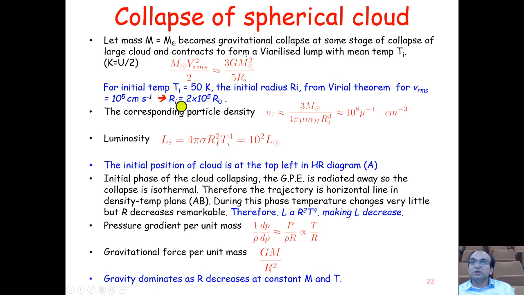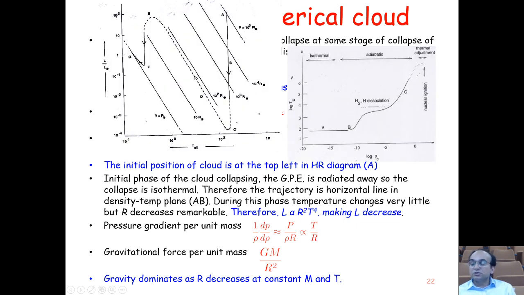So for initial temperature Ti equal to 50 K, the initial radius Ri from the virial theorem, and with the RMS velocity of 10 to the power 5 centimeter per second, it comes to be 10 to the power 2 into 10 to the power 5, which is the location in the HR diagram here. The initial position of the cloud is somewhere here at point A.